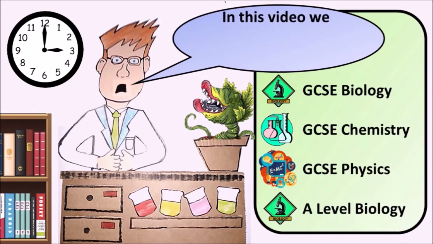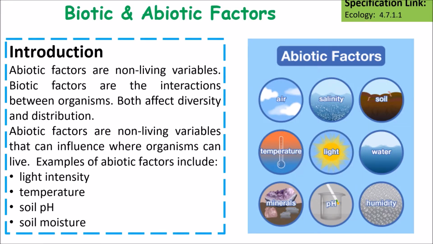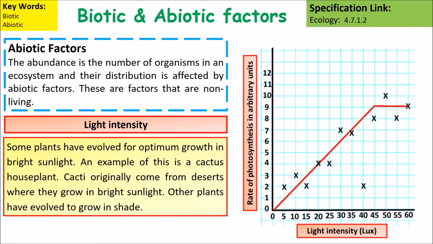In this video, we will look at abiotic factors and biotic factors. So, abiotic factors are non-living variables. Biotic factors are interactions between organisms, so both can affect the diversity and distributions of organisms in an environment. So, we're going to start off by looking at a range of abiotic factors.